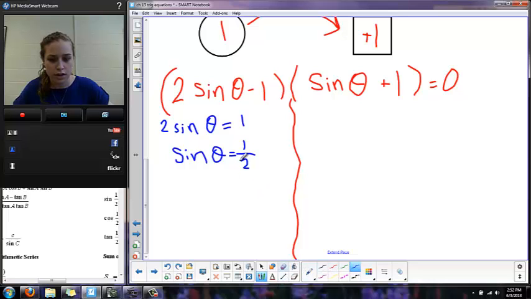So let's see, because sine theta is a positive value, all students take calculus, let's figure out where my answers are going to be. My answers for this part are positive, so in the first and the second quadrant.